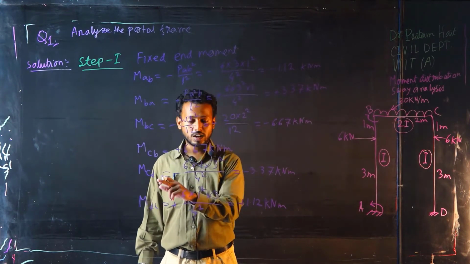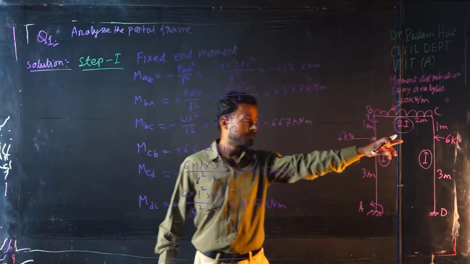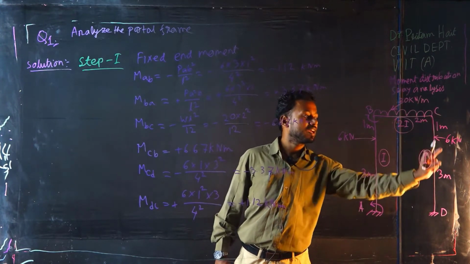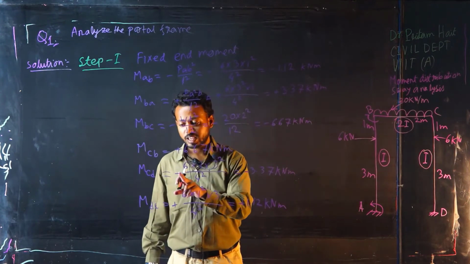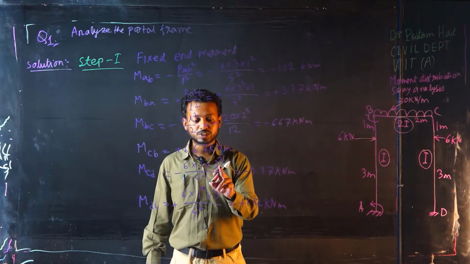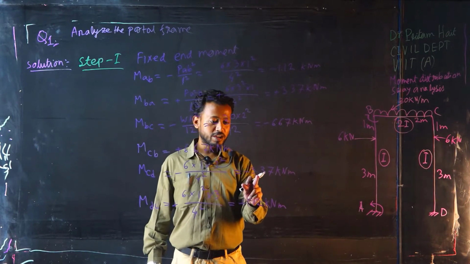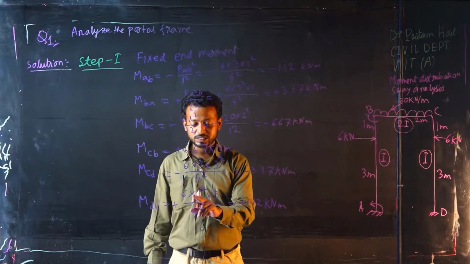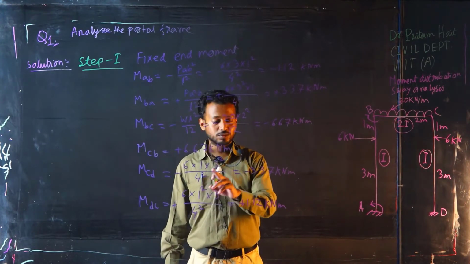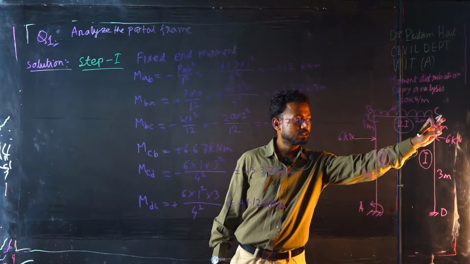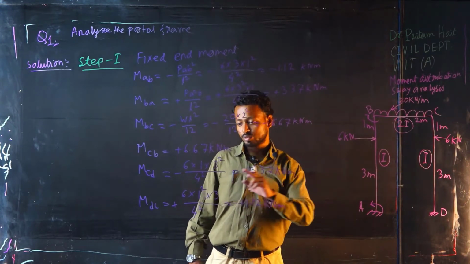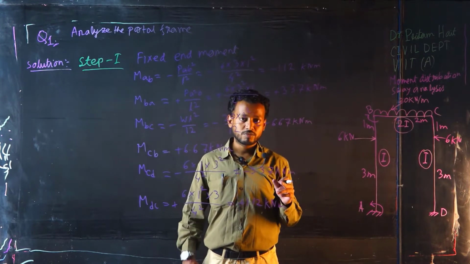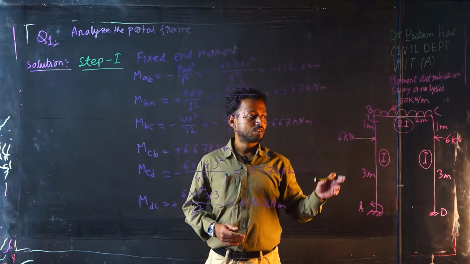Okay. Come to CD portion, it is also subjected to 6 kilonewton load. While you are calculating MCD, this will be your A and this will be your B. So MCD equals to 6 B square by L square, you get minus 3.37 kilonewton meter, and MDC is 6 A square B by L square. In both the cases, A is 1 and B is 3. So you get plus 1.12 kilonewton meter. So I have found out the fixed end moment for all the members.